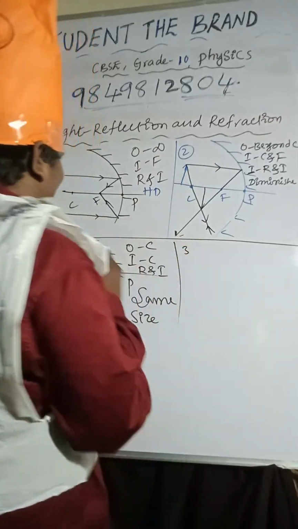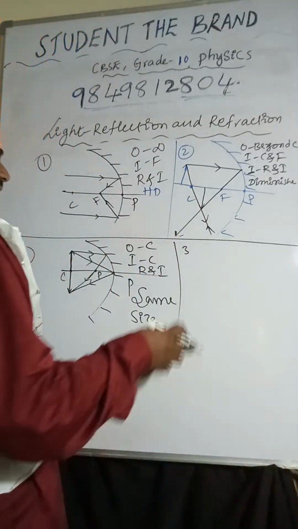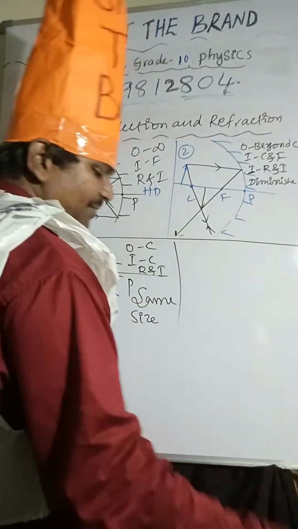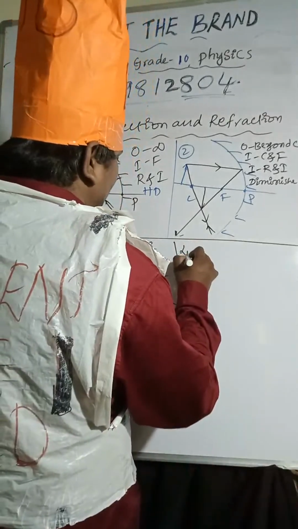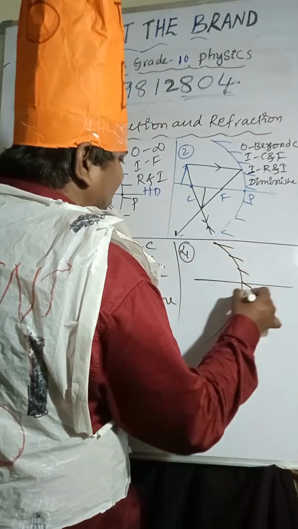Image is forming at center of curvature. Nature of the image is real and inverted, and size of the image is same size. Coming to the fourth one, object is placed between center of curvature and pole.